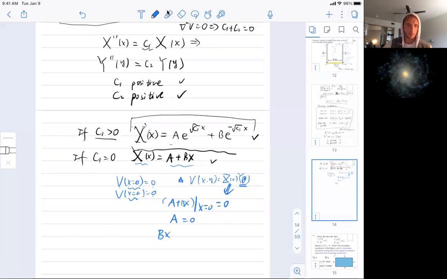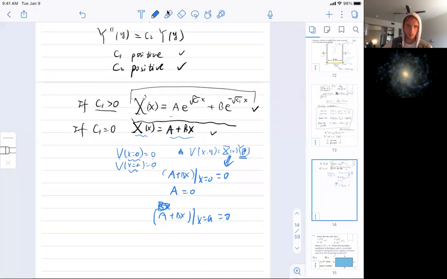Now, could that also satisfy the condition of x equals a is 0? I plug it in, you get b times a. Well, it's not 0. There's no way for that to happen. Then the only way for that to happen is b is also 0, then you get a trivial situation. So that wouldn't work. This one is no good. So now looking at this one, could this format work though?